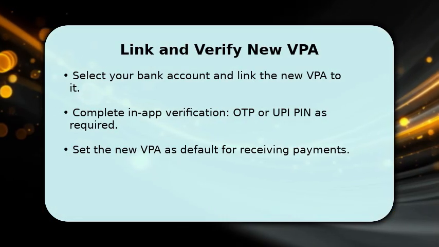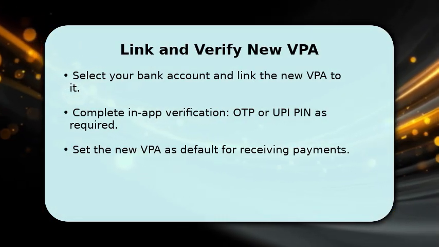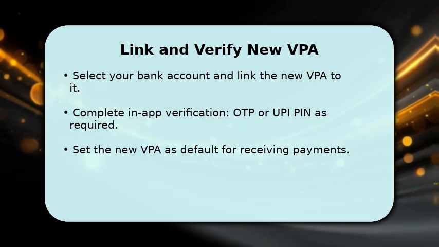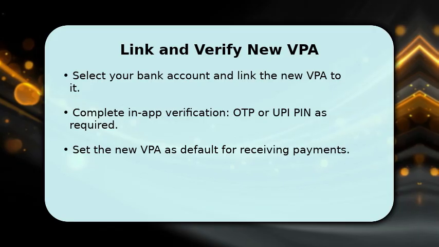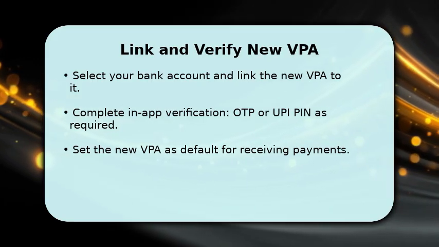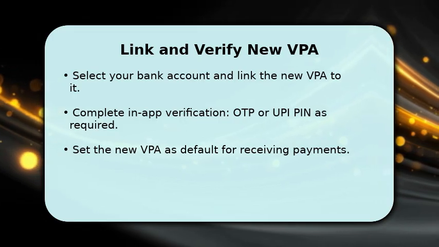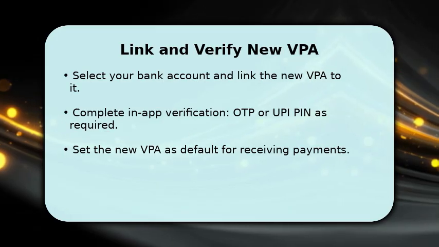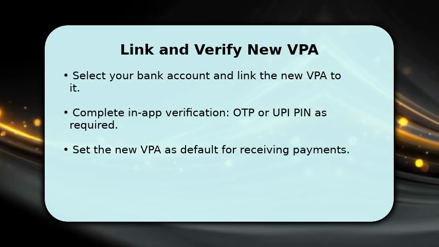Once you create the custom VPA, link it to your bank account in the app, select the correct account and confirm. Next, complete verification. The app will trigger an OTP or ask for your UPI PIN to authorize the new VPA. After verification, set this custom VPA as your primary or default ID for receiving payments.